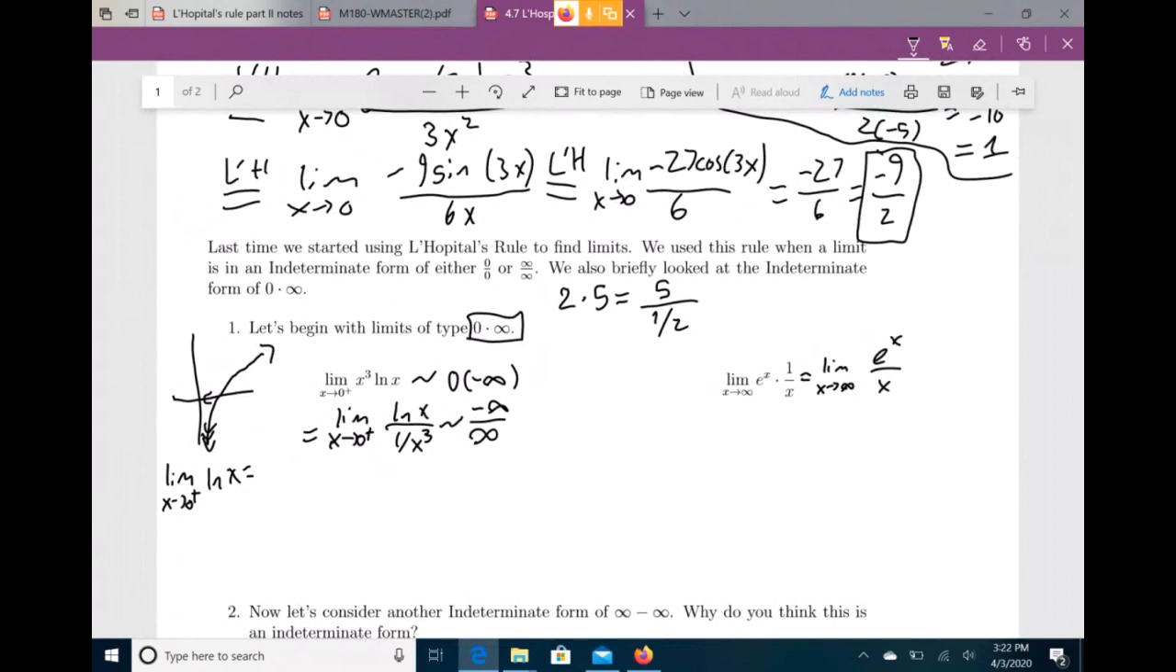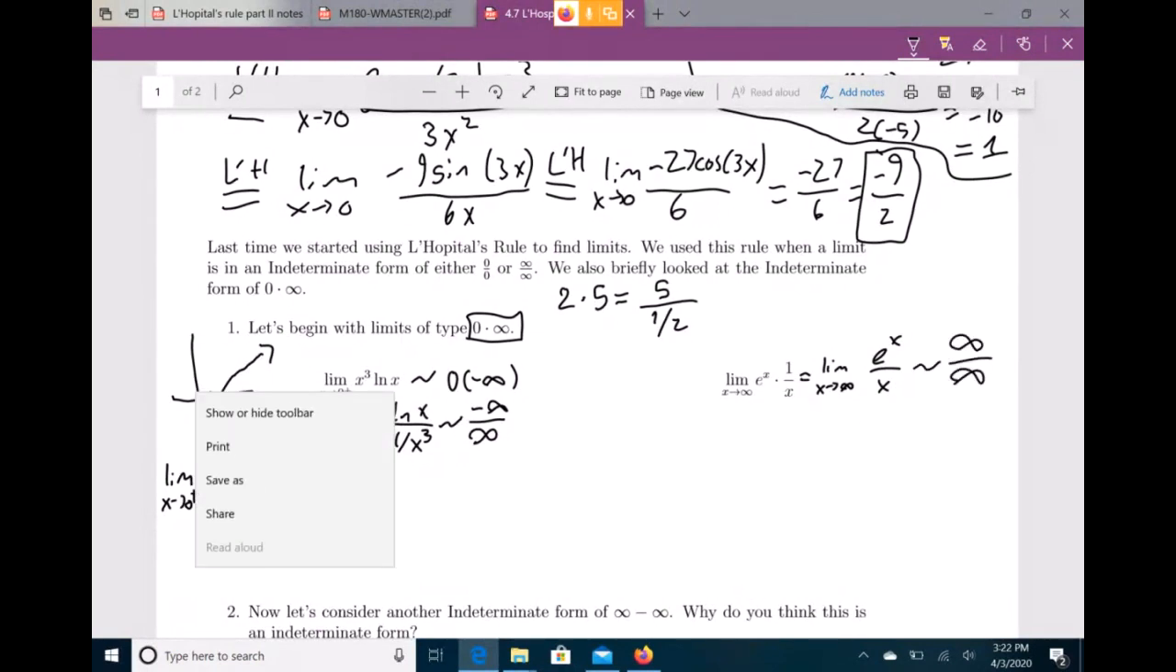The question on the right was written as a product, technically 0 times infinity. That's kind of trivial to turn into a fraction. You just write it as e to the x over x. And now if you let x go to infinity for this right one, you also get infinity over infinity.